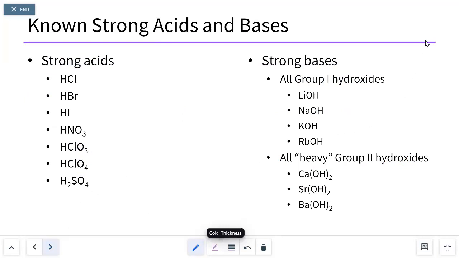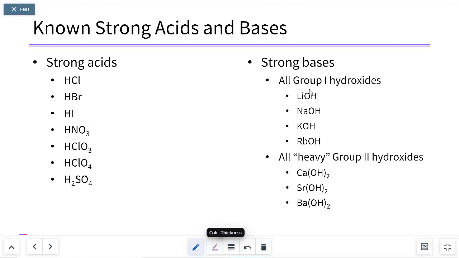So let's talk about some common acids, common bases. On the strong side, most of the strong acids that we know and love are the ones that we've been working with most of this semester. Your halide acids: hydrochloric, hydrobromic, hydroiodic. Notice that hydrofluoric, HF, is not on this list.